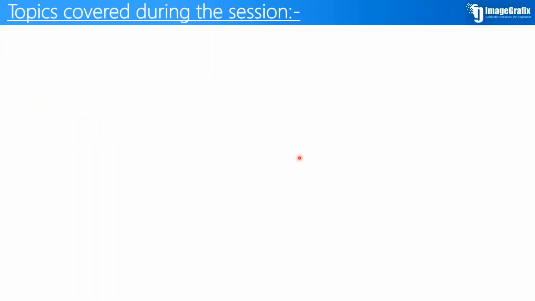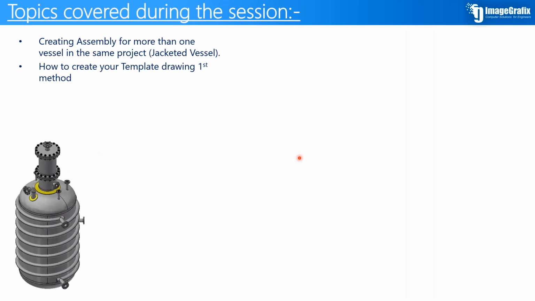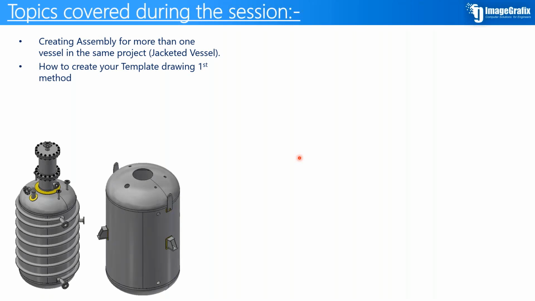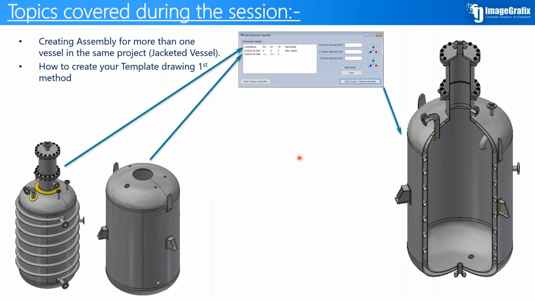In the second demo, we will make an assembly for a jacketed vessel, which includes an internal vessel and an external vessel. The internal vessel includes a coil, and the external vessel shall include other attachments for fixing and lifting. So by using the project assembly tool, we will make the final assembly for all the equipment.